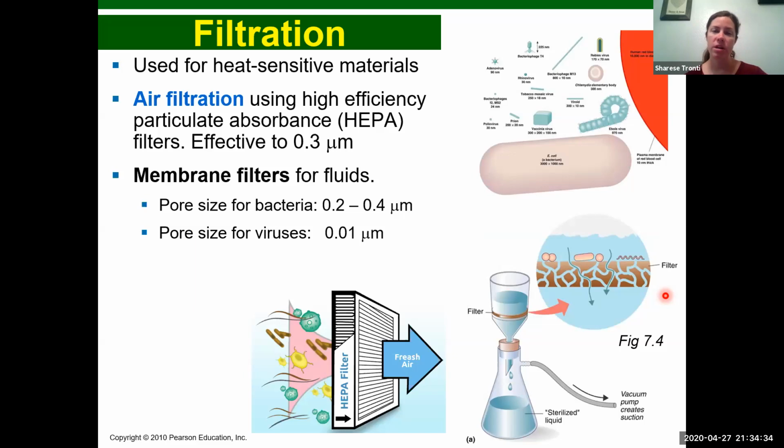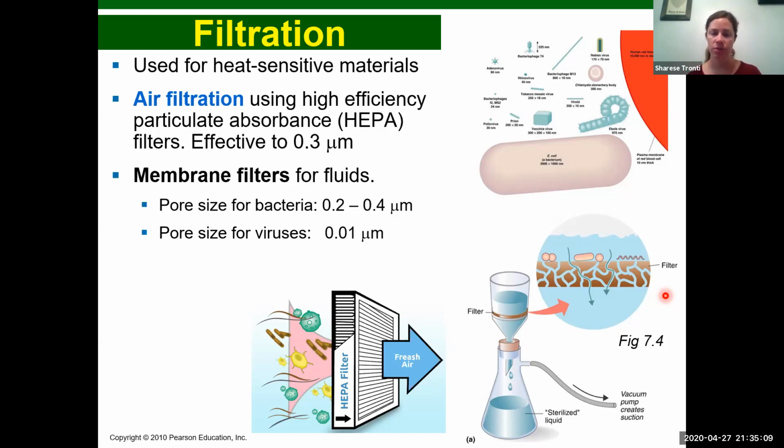Another method is filtration. So filtration is going to be used for heat-sensitive materials, like a lot of medias that have protein. A lot of your medias have blood in them, and you don't want to denature the proteins that are in the blood. So you don't want to heat them up, but you instead will want to filter them. So you can use a filter. I'll skip down to the fluids.